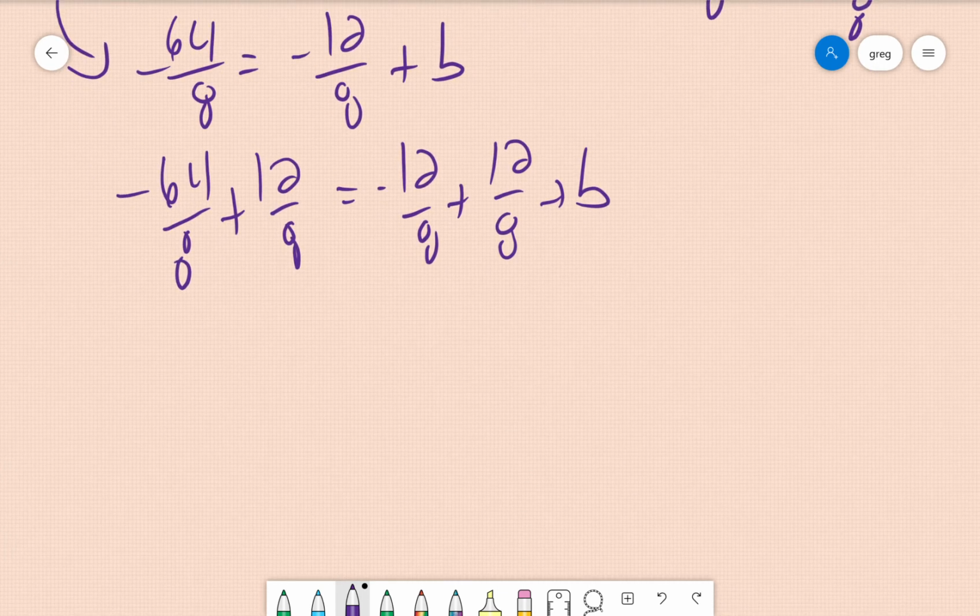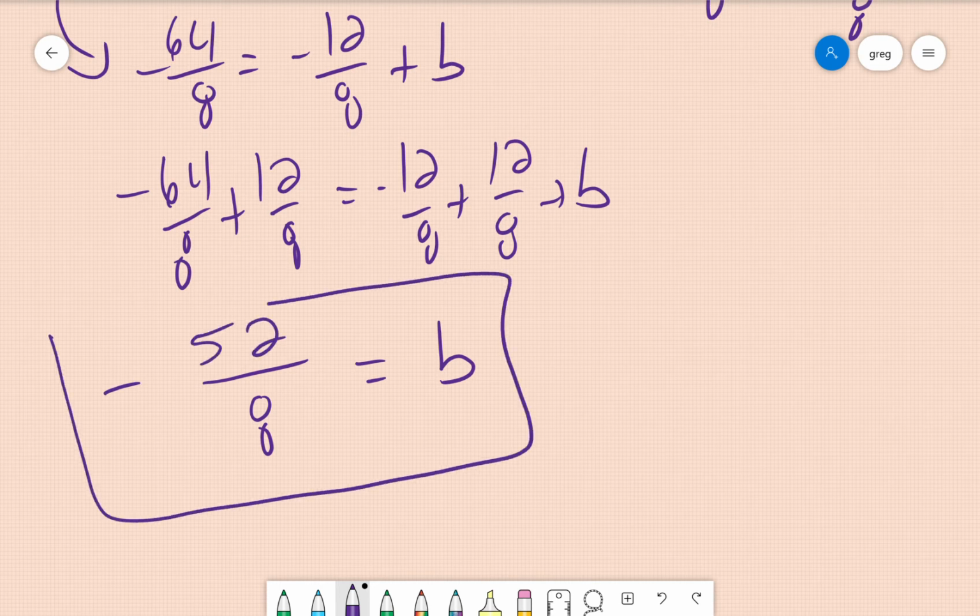Okay, we're here. This just becomes b on this side. Now, this is a simple problem that we've done before. So now, what is negative 64 plus 12? You shouldn't need a calculator for this one. Is it negative or positive? Negative, right? Because you have more negative than positive. Negative 52. That's our b.